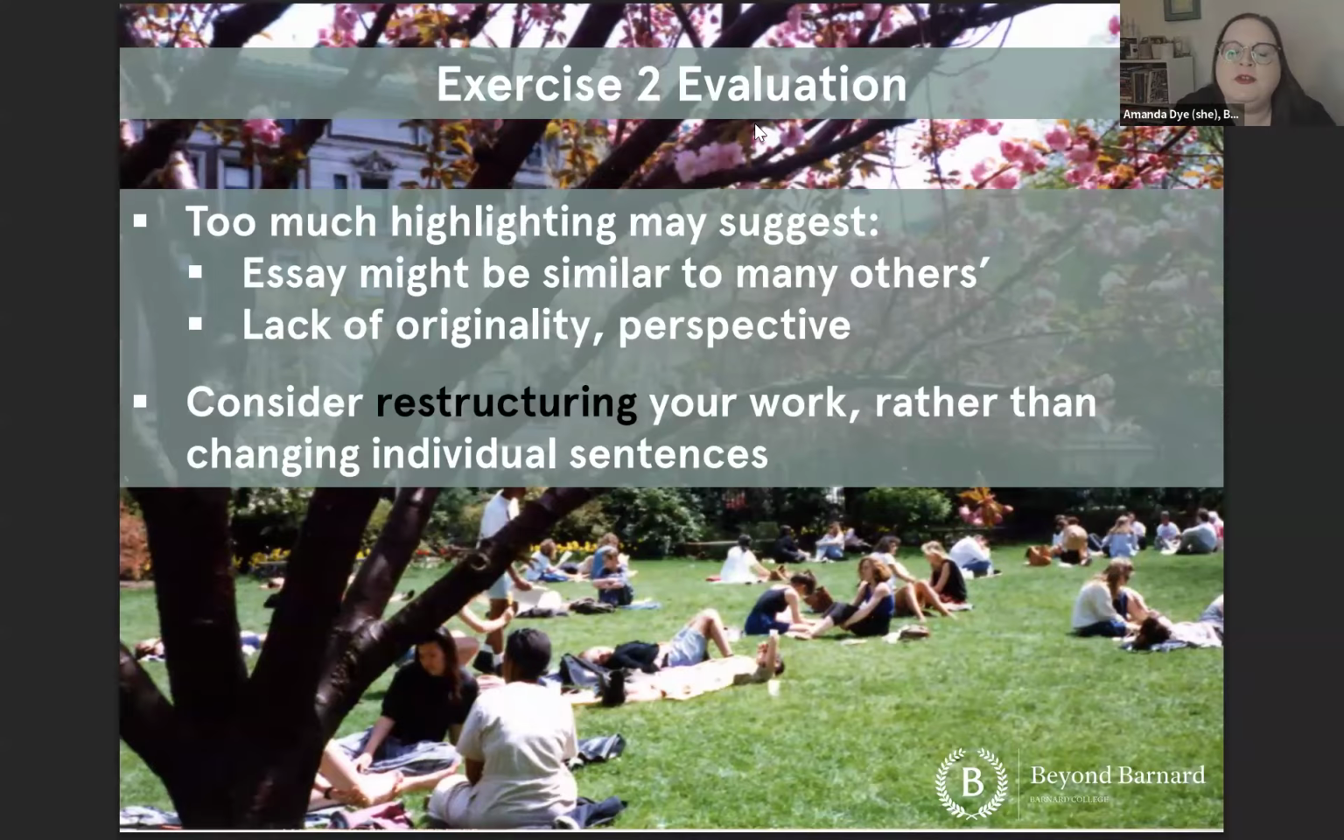If that happens, right, if you do this exercise and you realize actually a lot of this doesn't seem fully tailored to me, then I would say it's a good idea to maybe try restructuring, right? Try a different approach to the essay rather than just changing individual sentences to make them individually unique to you. This might be a situation where thinking about a different approach to the essay overall could yield a different result.